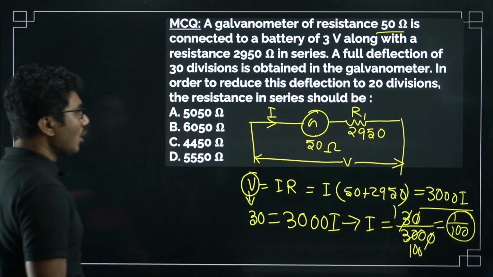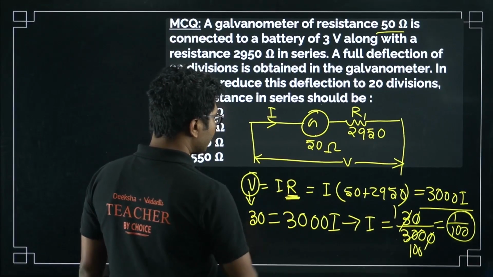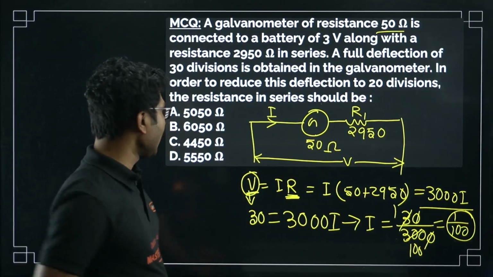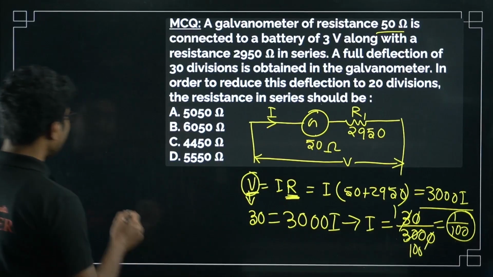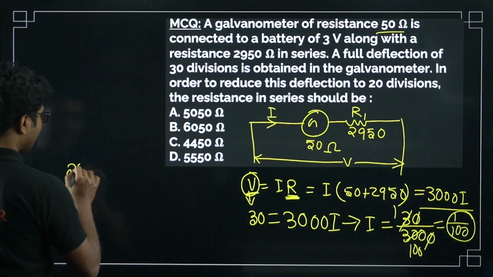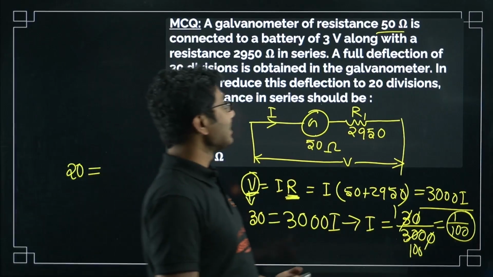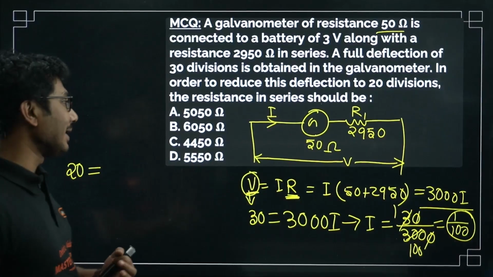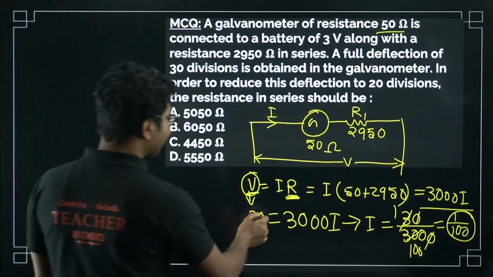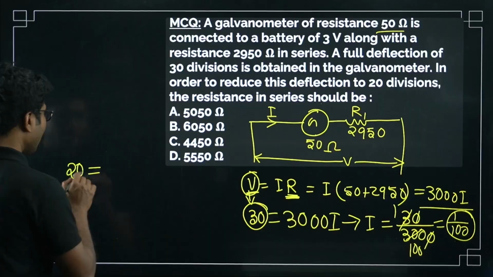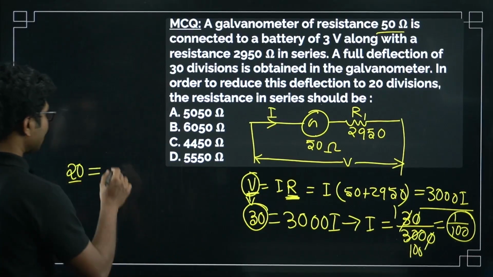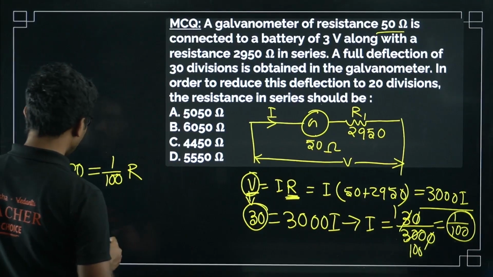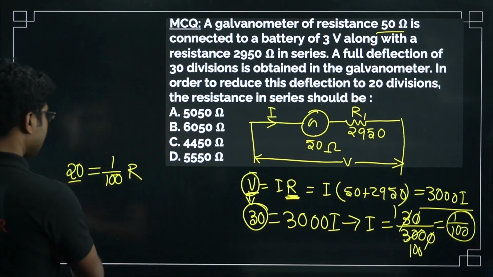Now what we are trying to do is increase the R so that this voltage is decreased to 20. So what we can do is change the voltage to 20 for the same current. We are using the same current, that is, we are trying to reduce that 30 reading to 20 now. So what will be the value? Current is same, that is 1 by 100. What is the resistance? No, I think this is a wrong approach.